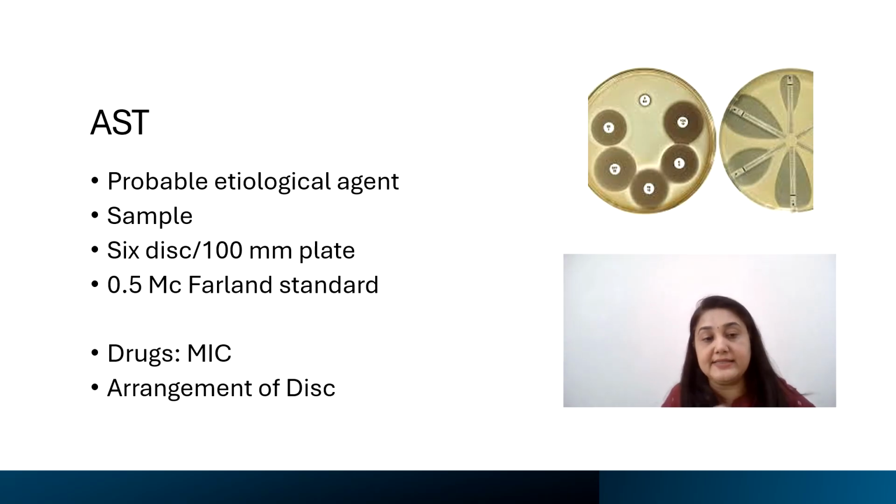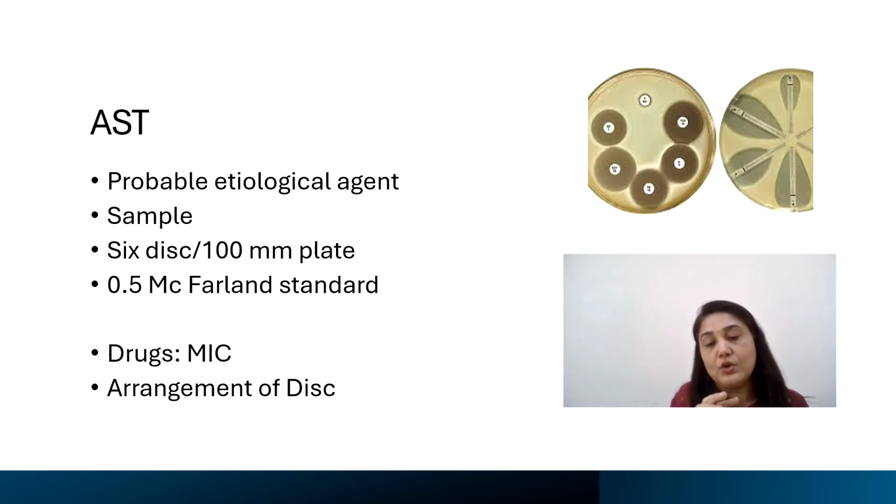So in this case, first we will discuss the AST. So in AST, what is there? You should know your probable etiological agent. Now, how you can understand the probable etiological agent, we have already discussed. But you have to remember which probable organism. Like we'll say it is Salmonella typhi from blood culture. We'll discuss in this way.